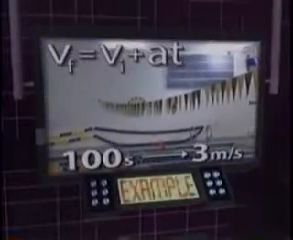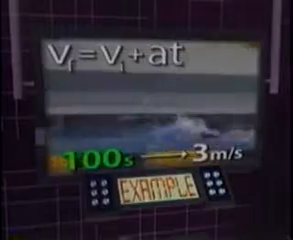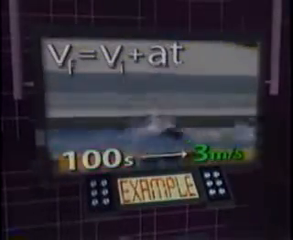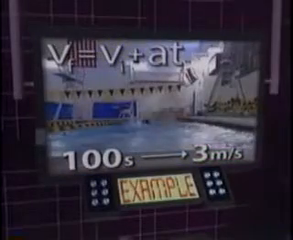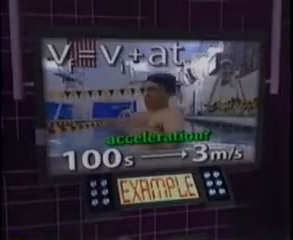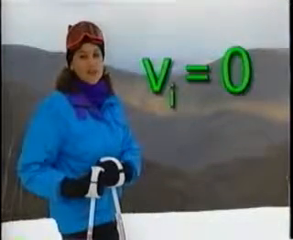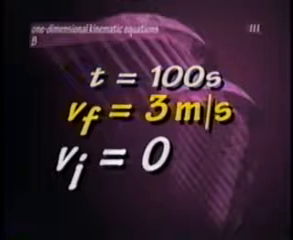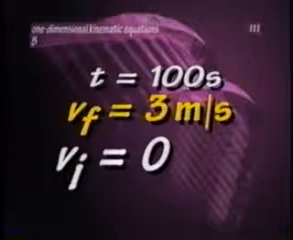Now, let's use our VVAT equation another way. 100 seconds into a swim race, Not Quite Bright is swimming at 3 meters per second. If Not Quite Bright starts the race by standing in the pool as opposed to diving, what is his acceleration? Well, we said that Not Quite Bright was in a swim race. When he started the race standing in the pool, his initial velocity was 0. So we've got t equals 100 seconds, v final equals 3 meters per second, and v initial equals 0.